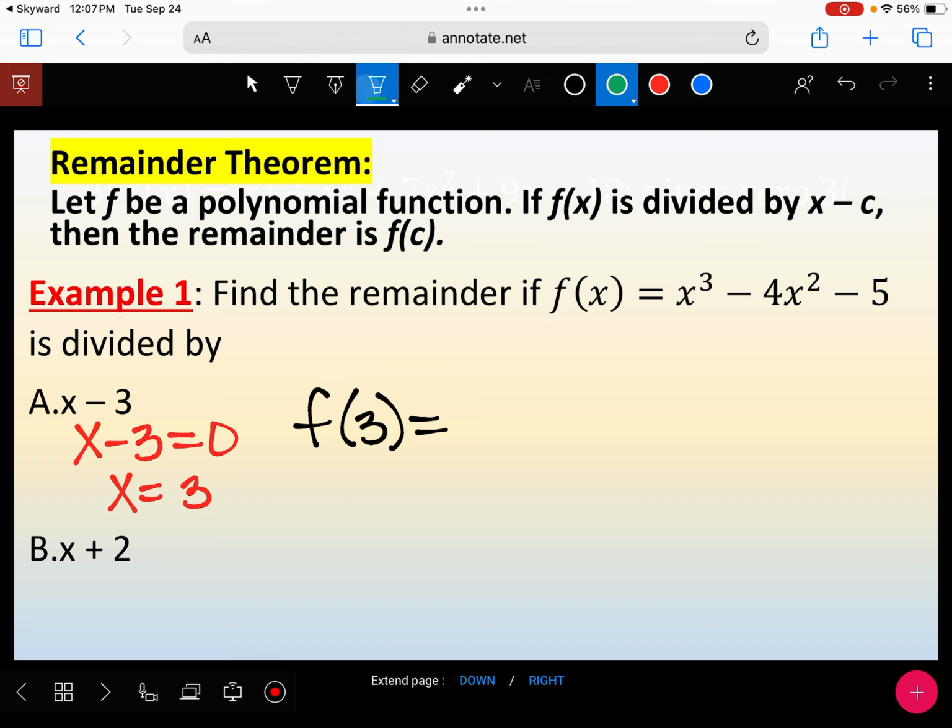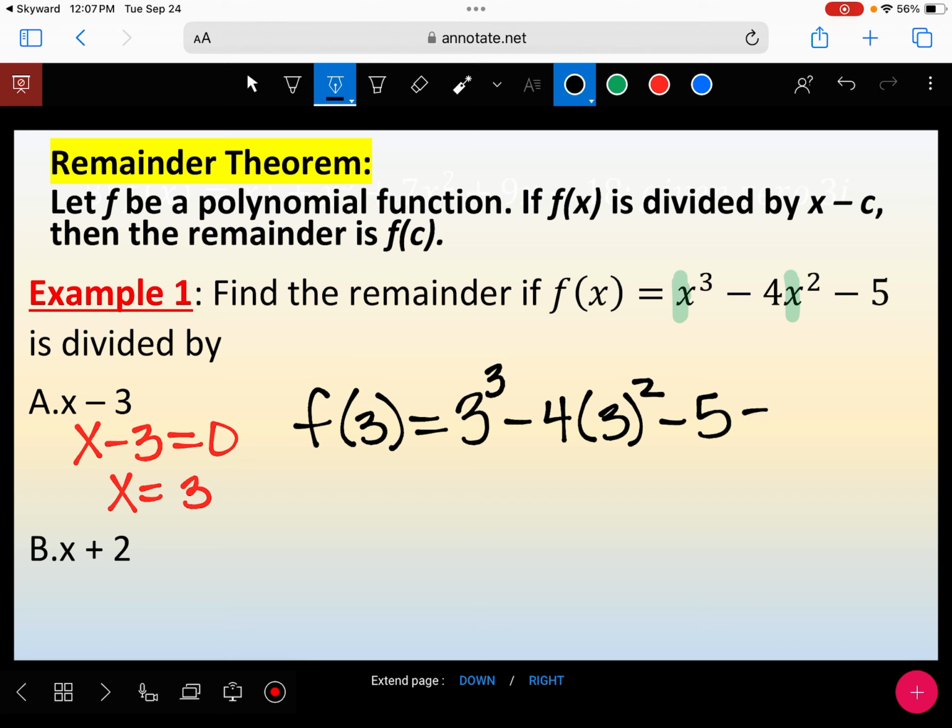So you're going to take that 3 and substitute it here and here. So we were going to divide. No, we're not there yet. We're just talking about the remainder. I know, relax. So we're going to take 3 to the power of 3 minus 4 times 3 squared minus 5. Go ahead, type that in your calculator. And whatever you get is your remainder.